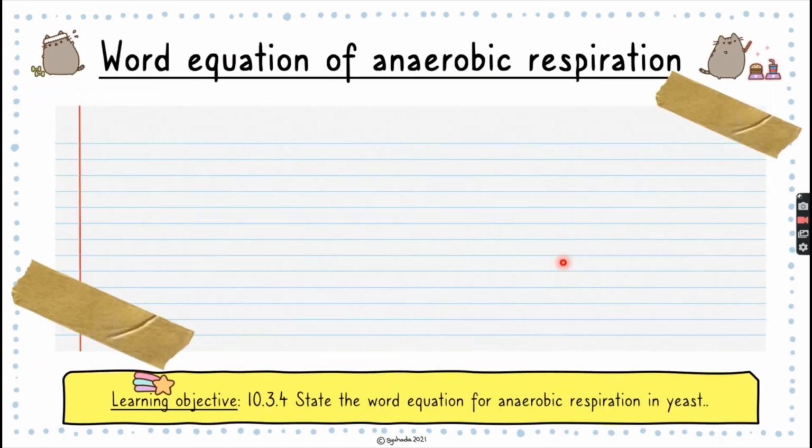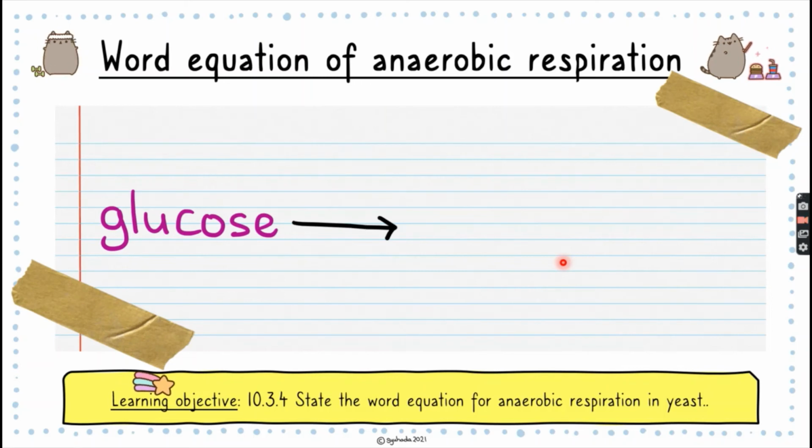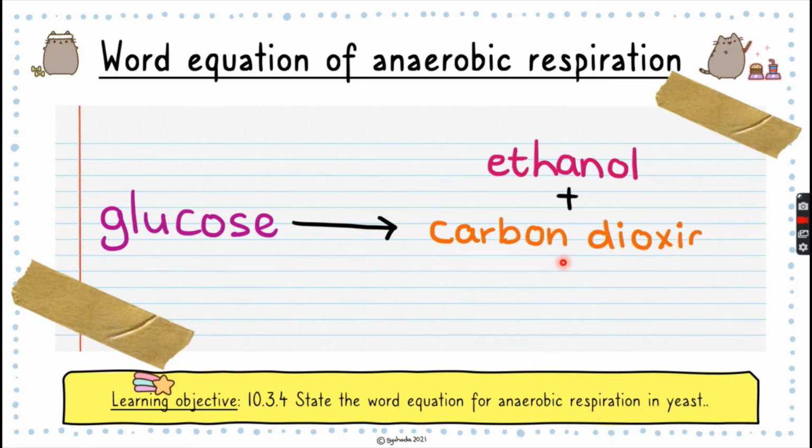So let's cover the word equation now for anaerobic respiration. You have glucose, and then you have an arrow, then you say ethanol plus carbon dioxide plus some energy released, only because you have a relatively small amount of energy that is released during anaerobic respiration.